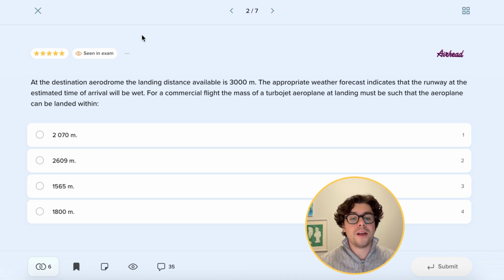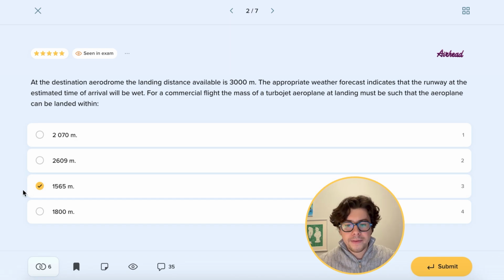However, if you calculate 60% of 3,000 and then divide it further by 1.15, meaning the 15%, the answer you should get is 1,565 meters, and this should be correct for the commercial operations of a turbojet. If it was a piston aircraft, then the factor required is 70% of the distance available. So instead of getting 60% of 3,000, you would calculate 70% of 3,000.